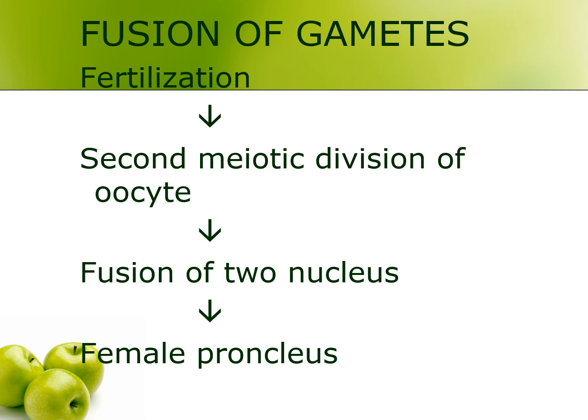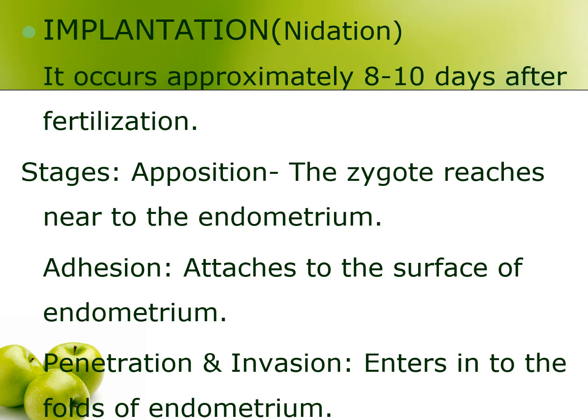Immediately after that, it will happen for the secondary oocyte. Then fusion of the two nuclei will occur, and after that, that nucleus is known as the female pronucleus. This is what happens immediately after the fertilization. The two nuclei will get fused together and form the female pronucleus. And this process, up to the formation of the female pronucleus after fertilization, occurs in the fallopian tube.